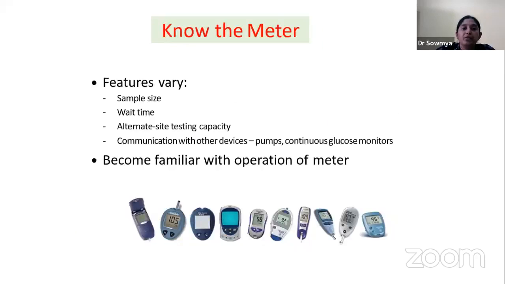So first we have to know the meter. Whatever device we are using, we should be familiar with that glucometer. The features may vary from sample size, waiting time for the glucose reading, alternate site testing capacity, and communication with other devices like insulin pumps and continuous glucose monitors. So we have to know all these factors about a glucometer.